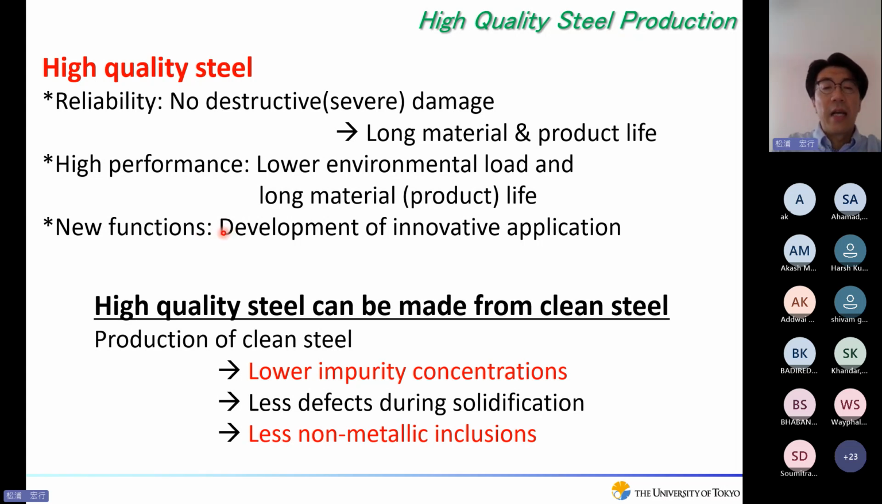So I can say that high quality steels can be made from clean steel, and the production of clean steel can be explained from the following viewpoints: lower impurity concentrations of the steel materials, fewer defects during solidification, the post-casting physical metallurgy part, or clean steels with fewer non-metallic inclusions. Today I want to mainly focus on the lower impurity concentrations or the fewer non-metallic inclusions.